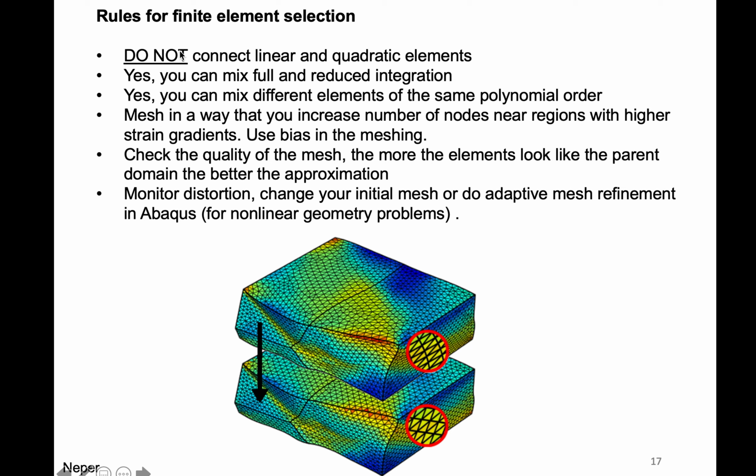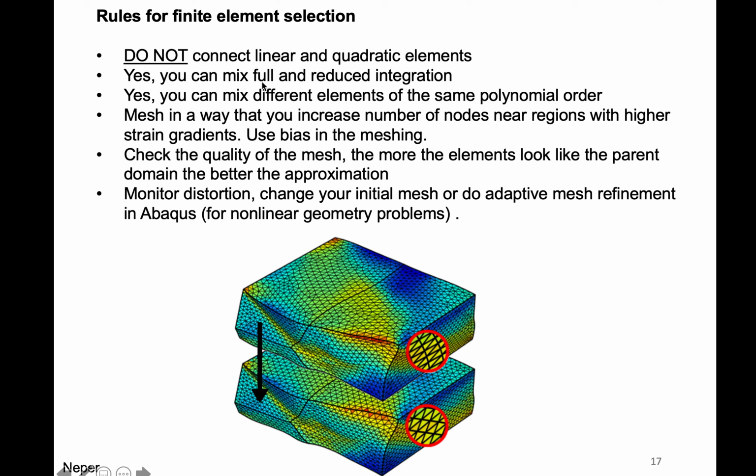Another one, definitely do not mix different polynomials. So you cannot use linear and quadratic elements. And this relates to the conditions on the completeness and continuity of the shape functions that we briefly talked about. So all your shape functions should lie in the same space. So if you're using linear elements, all of them should be linear. If you're using quadratic elements, all of them should be quadratic. Do not mix different order of the elements.